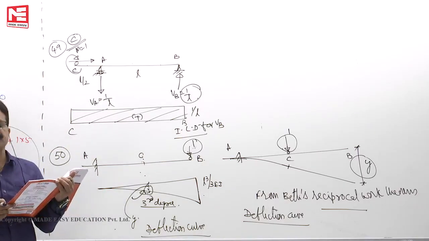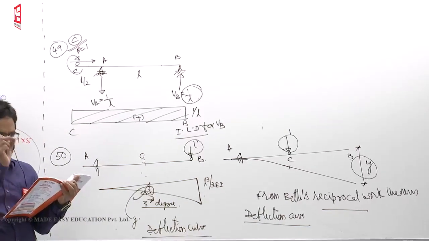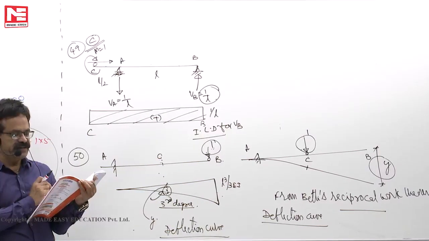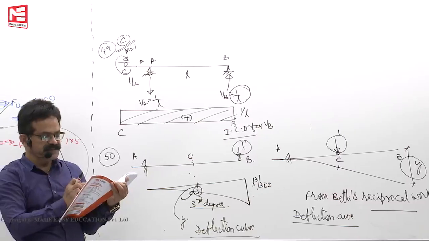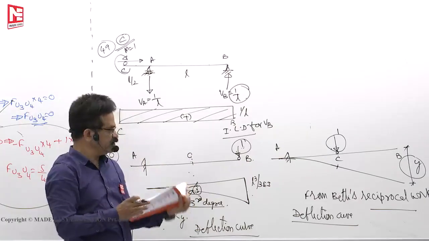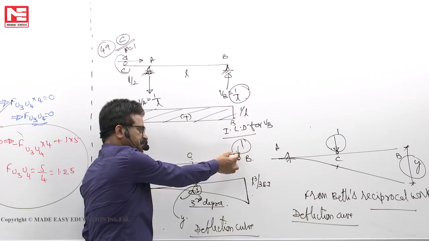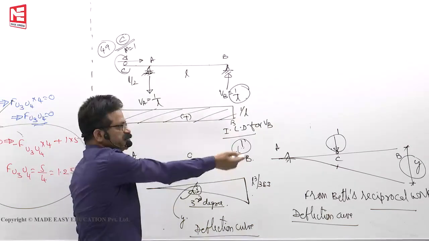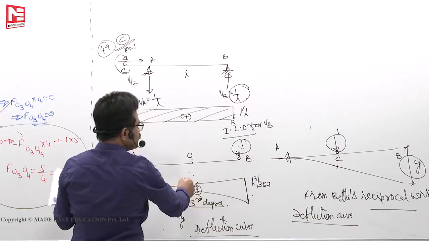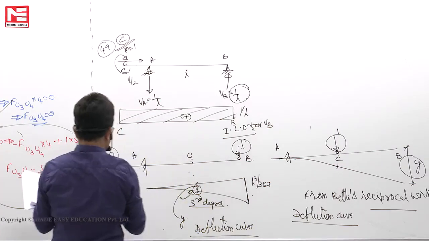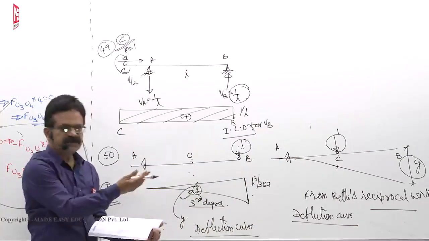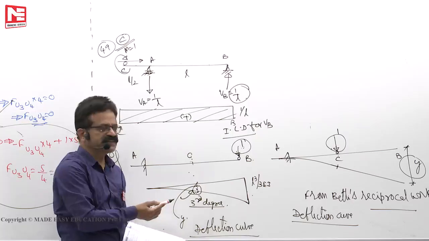So the assertion is correct. Reason: see, Maxwell's reciprocal theorem says the deflection at the free end due to various positions of unit load on the span equals the deflection at those places due to a static unit load at the free end. Static unit load at the free end, deflection at different locations, means the same thing. That's what Maxwell's reciprocal theorem tells you. So assertion and reason are correct, and the reason is the correct explanation. So the correct option is A. This is what we have studied in Maxwell's reciprocal deflection theorem.